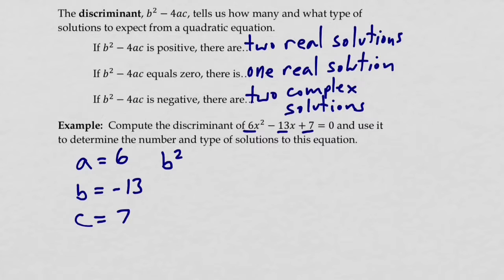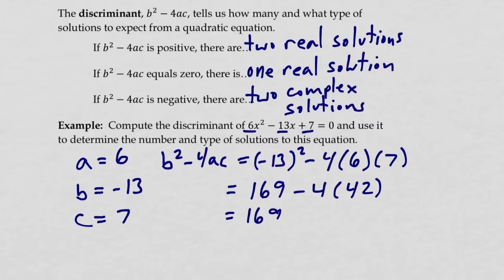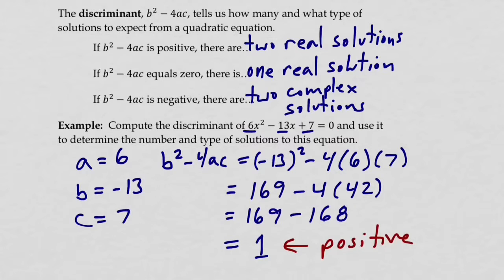So the discriminant, b squared minus 4ac, equals negative 13, in parentheses, squared, minus 4 times 6 times 7. Negative 13 squared is 169. It's positive because the negative gets canceled out. 6 times 7 is 42, and 4 times 42 is 168. So we end up with a value of the discriminant of 1. And because this is positive, it tells me that there are 2 real solutions to this equation.